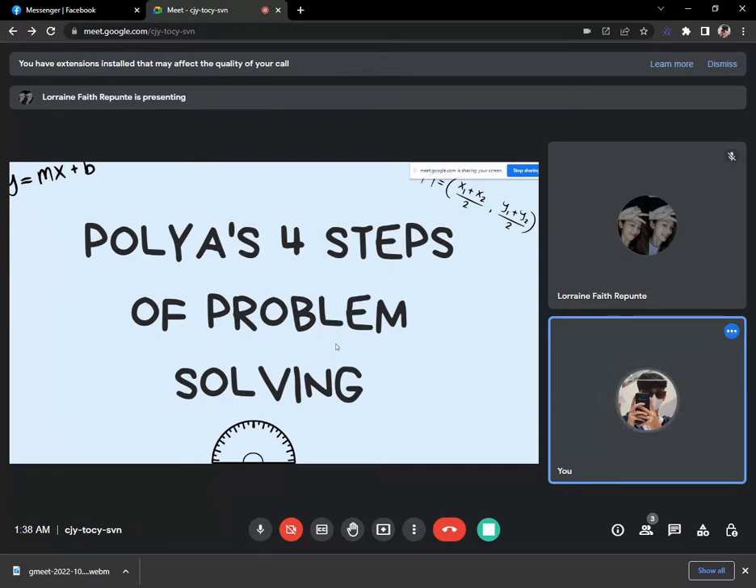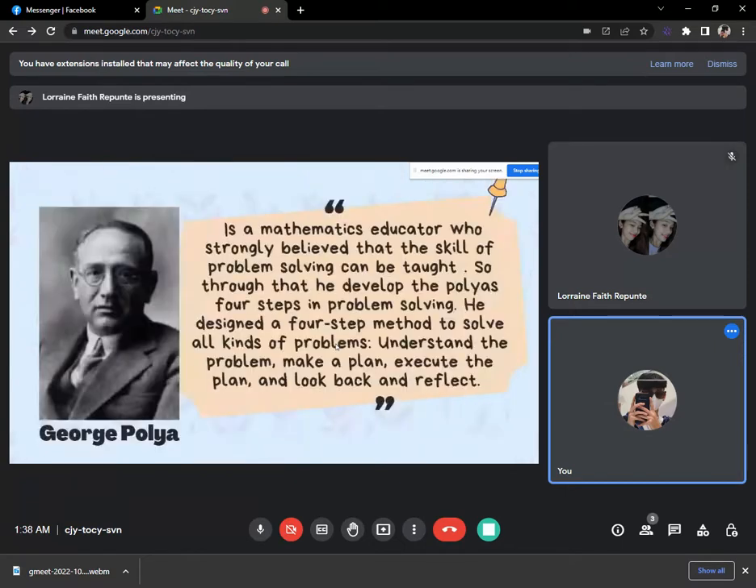But before that, let us know who designed a 4-step to solve all kinds of problems. George Polya is a mathematics educator who strongly believed that the skill of problem solving can be taught. Through that, he developed Polya's 4-step in problem solving. He designed a 4-step method to solve all kinds of problems: understand the problem, make a plan, execute the plan, and look back and reflect.